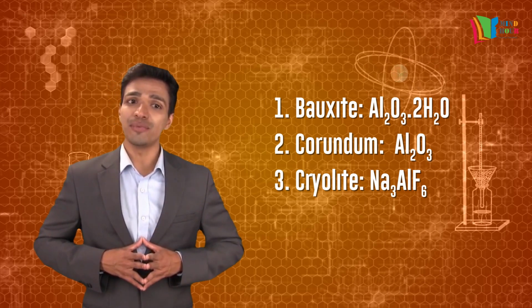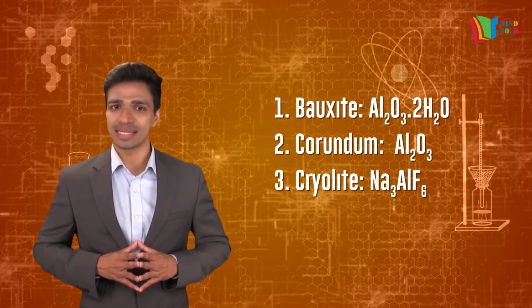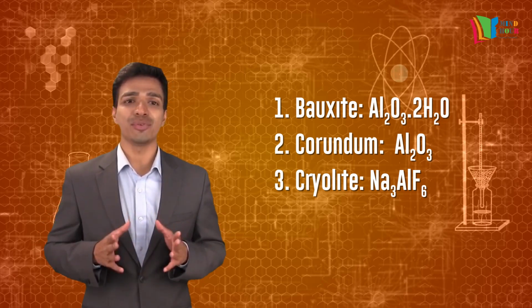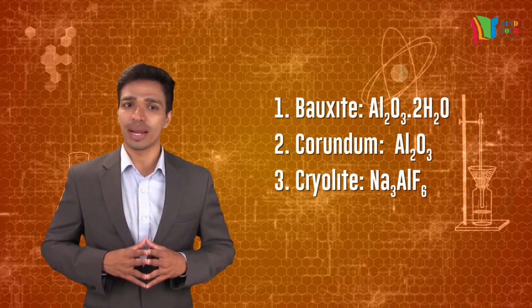Corundum. Chemical formula is Al2O3. Corundum is the aluminium oxide. Cryolite. Chemical formula is Na3AlF6. Cryolite is sodium aluminium fluoride.